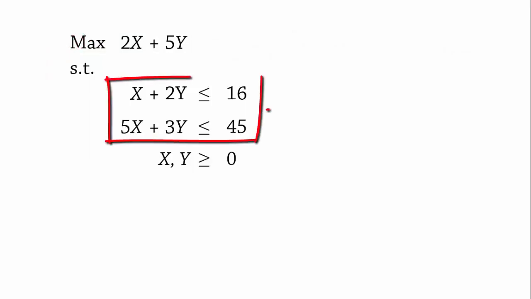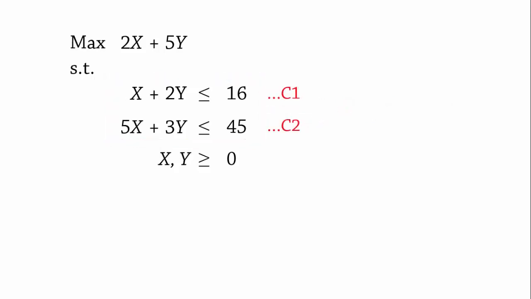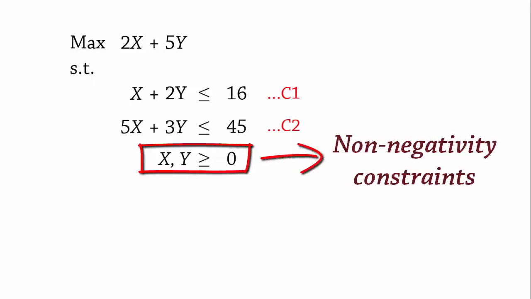The next two lines are called constraints. They are restrictions that shape how you attain the objective. Let's call them C1 and C2 for reference purposes. Since we're dealing with real-life objects, we do not expect them to have negative values. So the last line here tells us that both x and y have to be greater or equal to 0. We call them the non-negativity constraints.